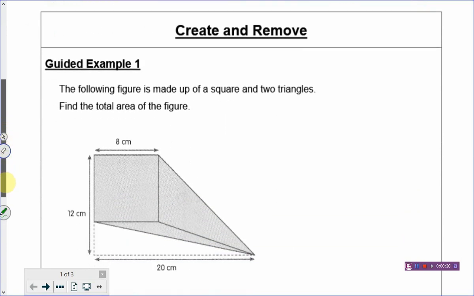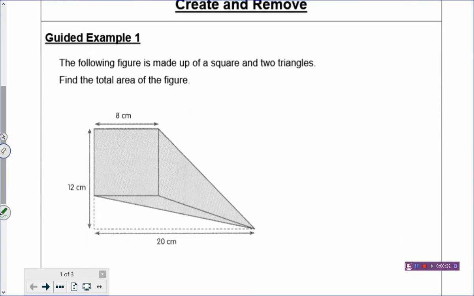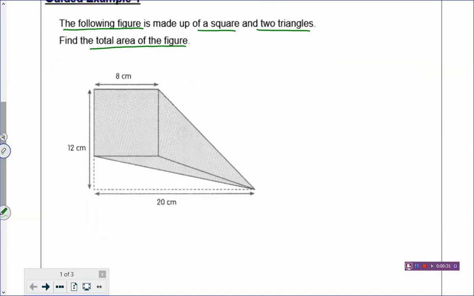Alright, for example, let's look at example 1. Now, the following figure is made of a square and two triangles. Find the total area of the figure. Now, if you look at this figure, many of you would tell me you know how to find the area, which I agree. Now, how do you find the area?